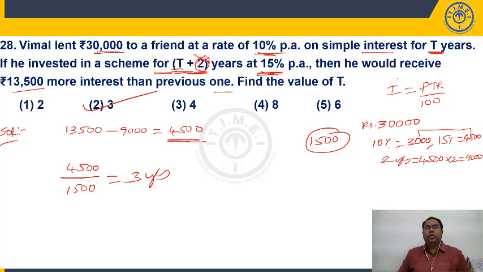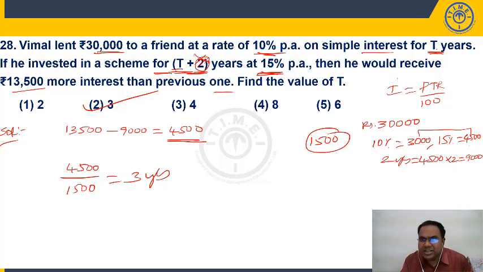Option 2, without using any formula, I am solving this question. You got my point? Vimal has lent to his friend at 10%, 30,000 rupees for T years. 10% means what is the rate of interest? 3,000 rupees. Now his friend, let us say Vimal has given to me, now I am lending it forward. I am investing in a scheme for T plus 2 years at 15%. 15% means how much I am getting per year? 4,500. So clearly per 1 year, what is the difference I am getting? 1,500.